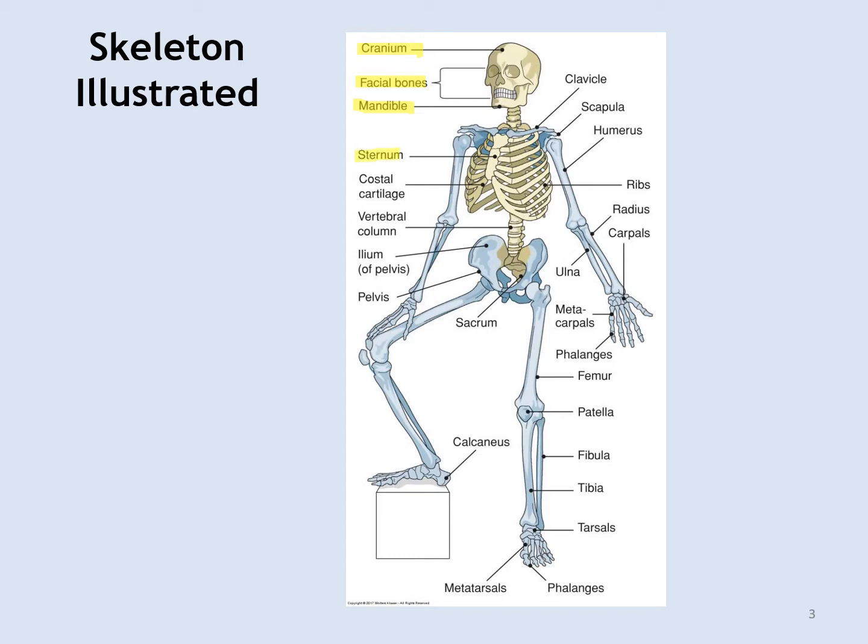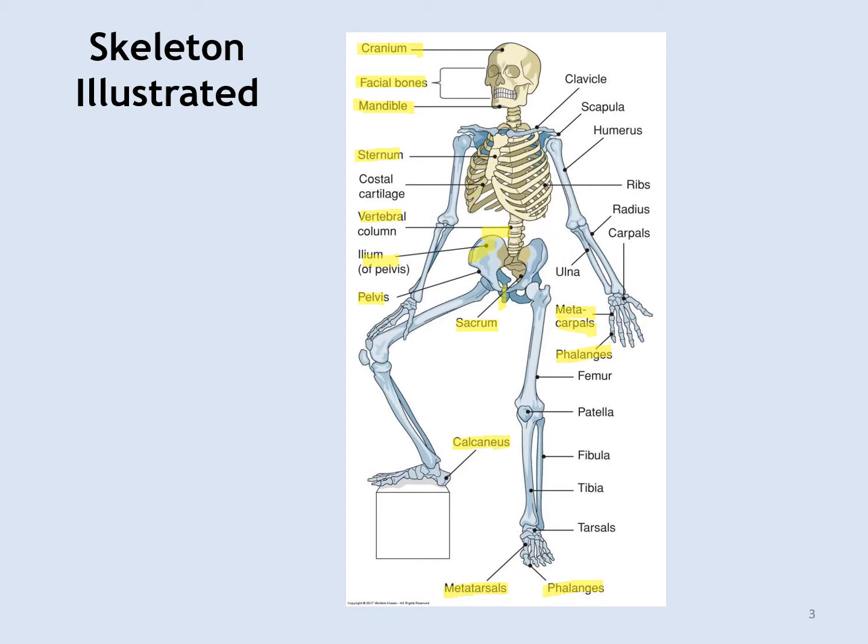The sternum in the middle of the chest, costal cartilages off of that, the vertebral column in the back, the ilium, crest of the pelvis, the sacrum moving in towards the pubic symphysis, which we'll come back to, the calcaneus or heel bone, metatarsals here. Now you will notice there are metatarsals in the foot and metacarpals in the hand, and there are also phalanges distally on the foot as there are phalanges distally on the hand.